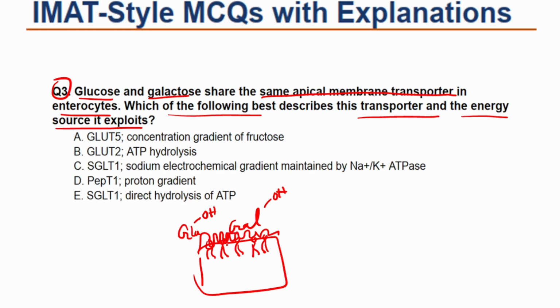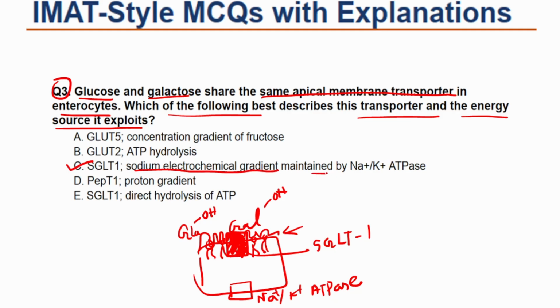That means there will be one co-transporter over here, which is sodium glucose linked transporter 1, and this is the apical membrane. In the basolateral membrane, we will have sodium potassium ATPase. Therefore, the correct answer is C, SGLT1, sodium electrochemical gradient maintained by sodium potassium ATPase. Let us systematically dismantle the incorrect choices to reinforce membrane mechanics.